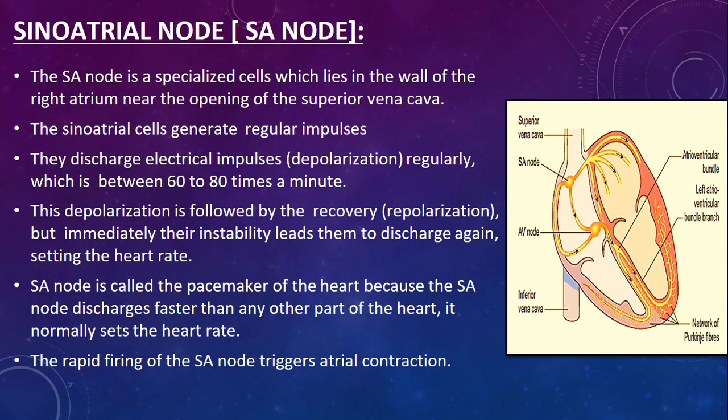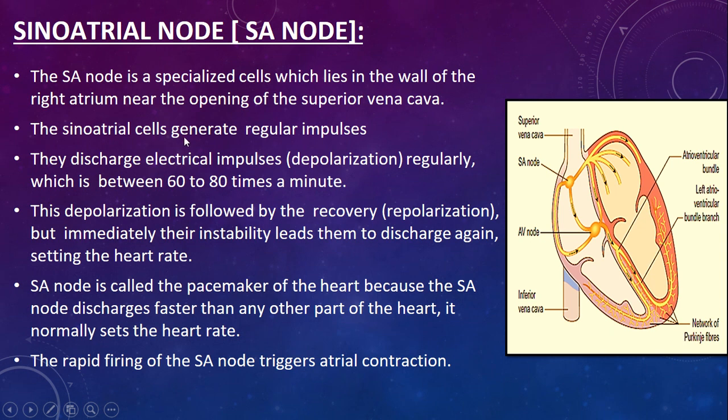Now we are going on to the main topic, the sinoatrial node. This is the main conducting system of the heart. The SA node is a specialized cell which lies in the wall of the right atrium near the opening of the superior vena cava. The impure blood is carried by the superior and the inferior vena cava, and the SA node is situated near the superior vena cava.